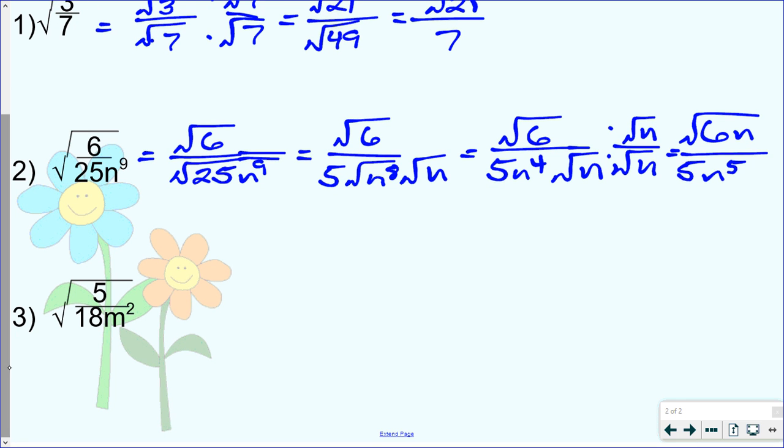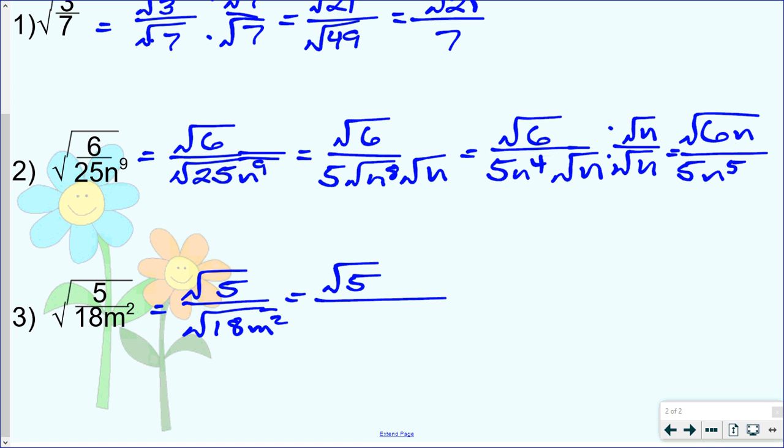All right, let's look at one more. So I have the square root of 5 over the square root of 18m squared. So m squared is perfect. Well, let me do it the way that I did it in my previous video, so that I don't confuse people. So I'm going to split up the 18 into 9 and 2. And I'm going to put the m squared with the 9 because it's a perfect square.